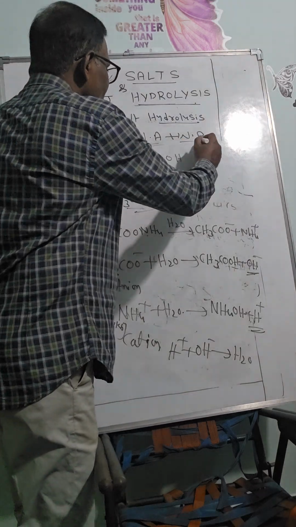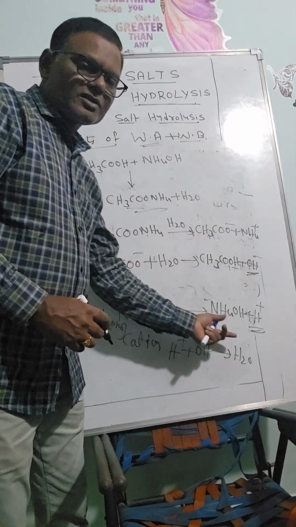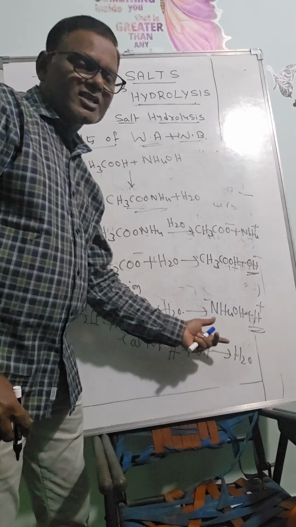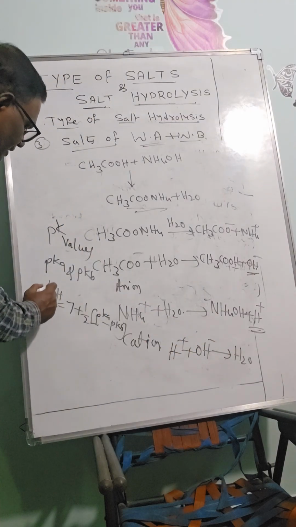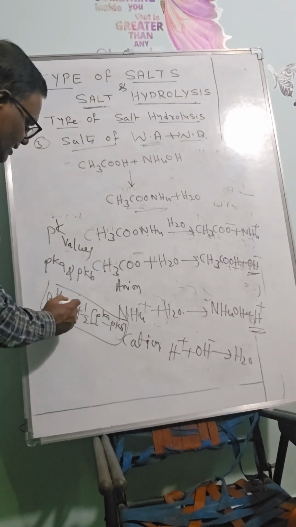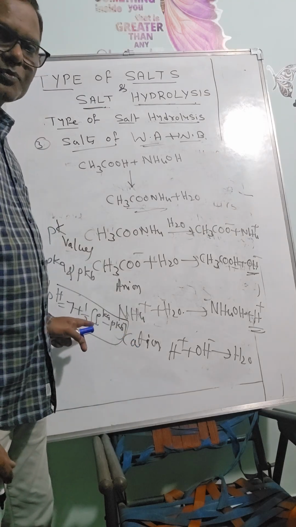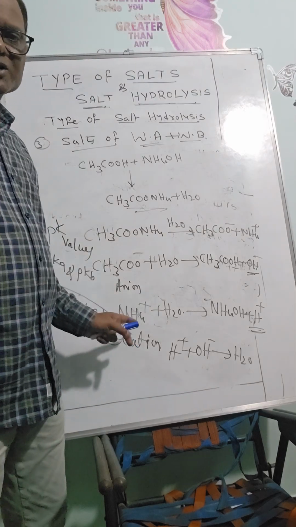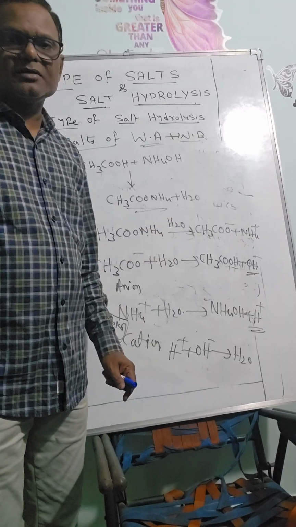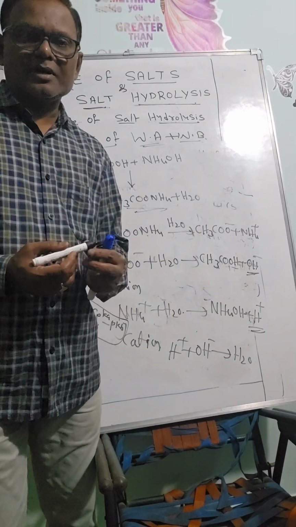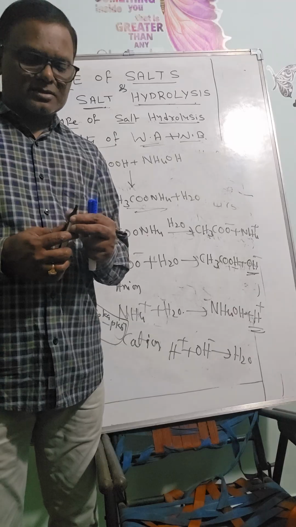But the salts of weak acid and weak base are nearly neutral in nature. Here the pH is calculated using the formula pH = 7 + 1/2 (pKa - pKb), based on pK values to define the pH for this type of solution. Okay children, I hope you understood the class. Thank you children.